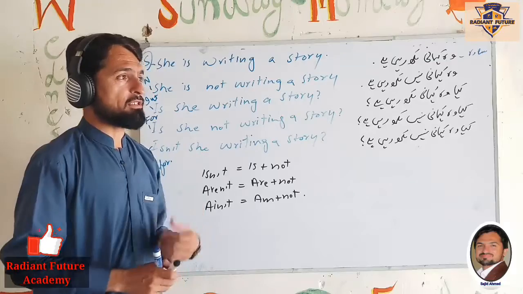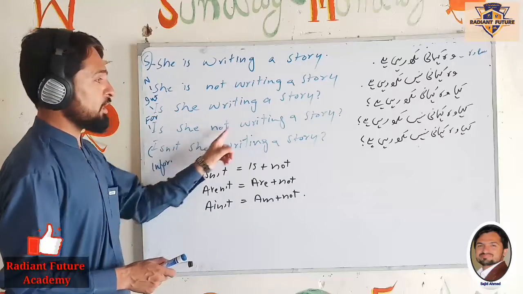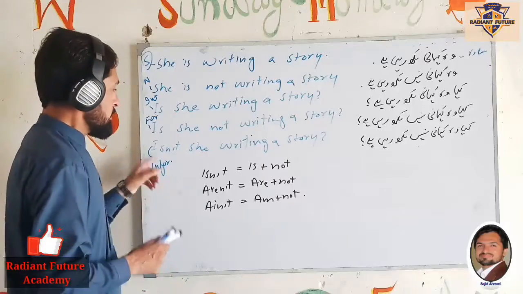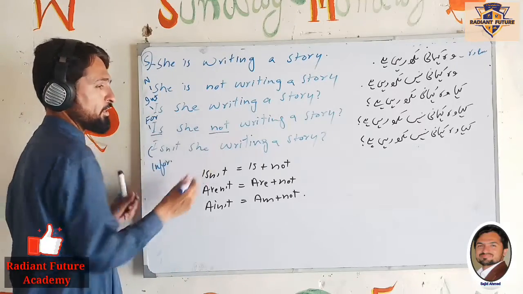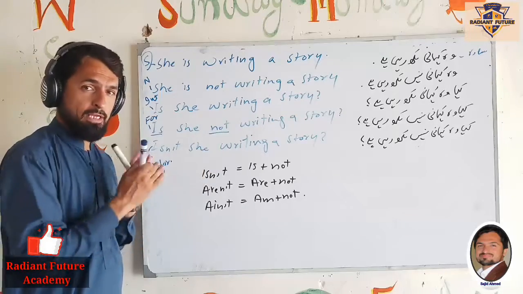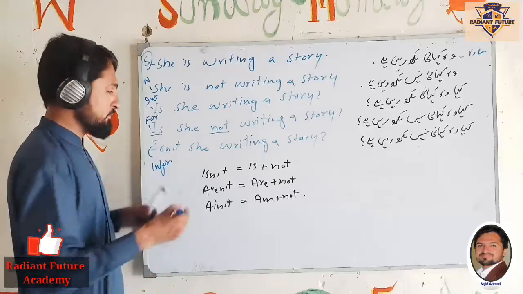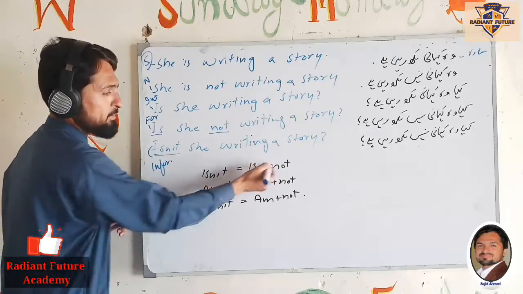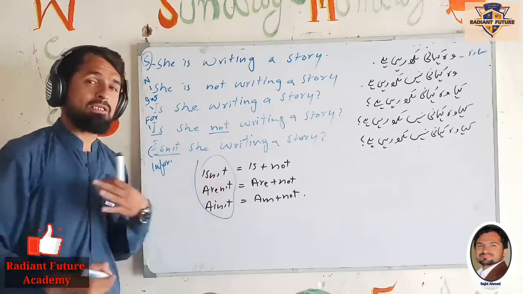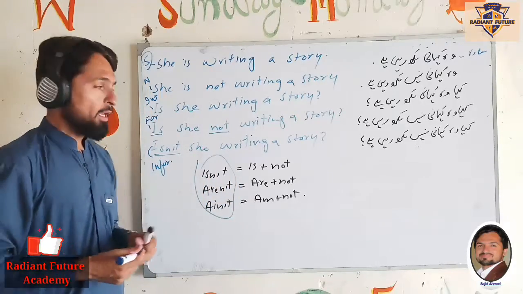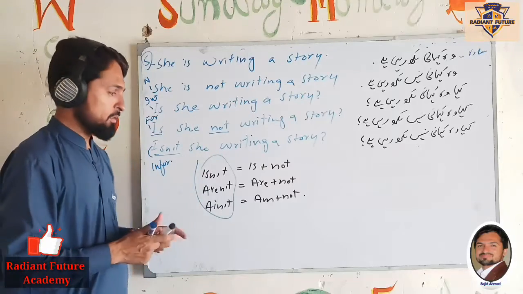How to write interrogative sentences, formal and informal, in English. Is she not writing a story? This is formal. In formal sentences we don't use contracted forms. We just write them separately, is plus not. And in informal sentences we use contracted forms. Like is plus not is called isn't. So in informal sentences we use contracted forms, and in formal sentences we write them separately, is plus not.